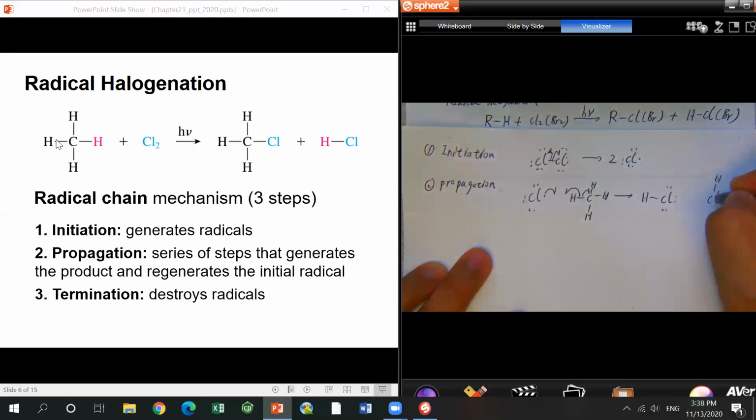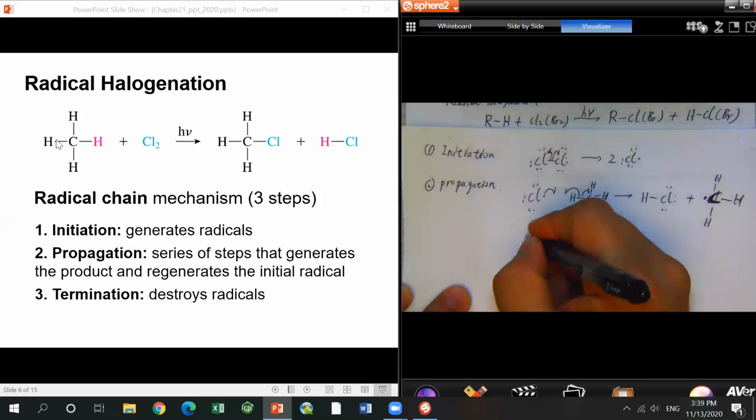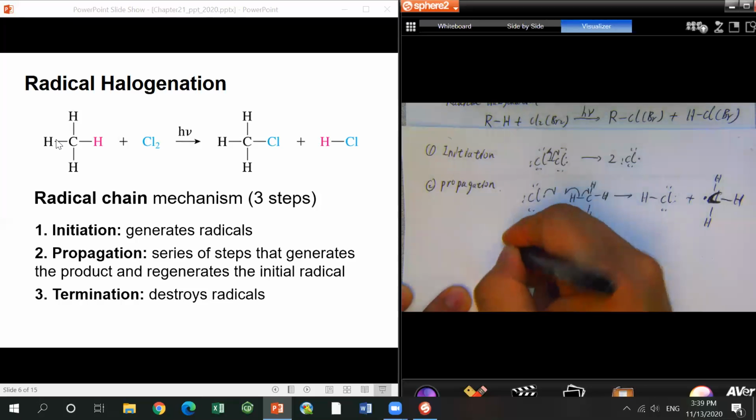This should be C. Carbon. Okay. So once this step's done, this methyl radical will react with another chlorine molecule, and then give the methyl chloride.